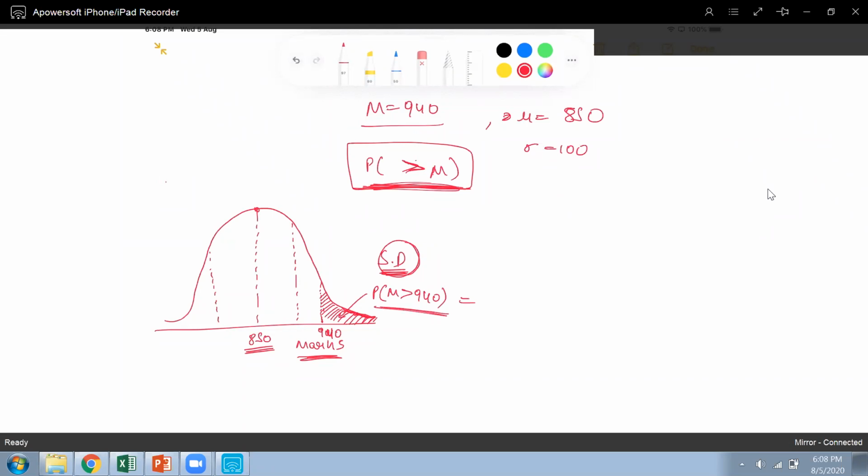So how will we do it? First we'll find the z value. What is the formula for the z value? Please tell me the formula for the z value.